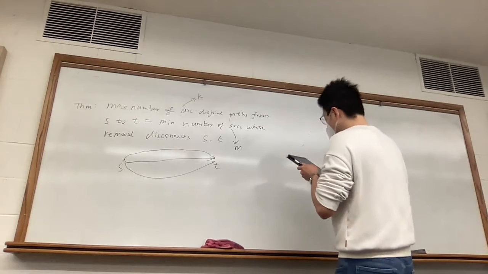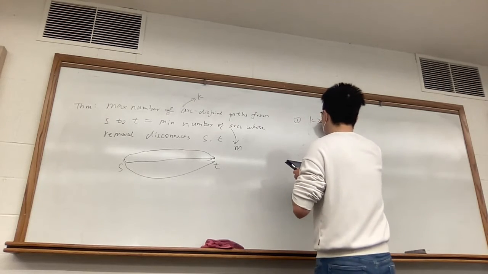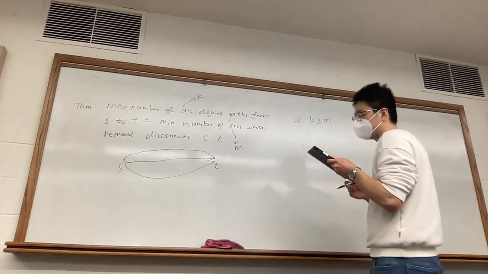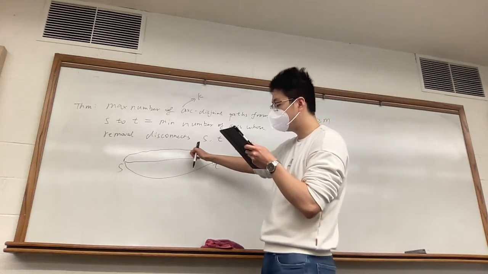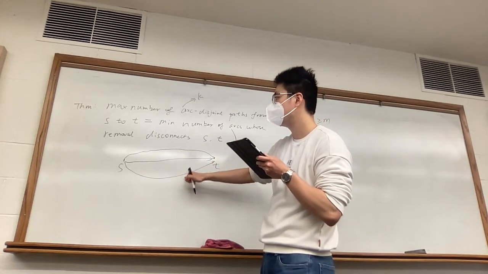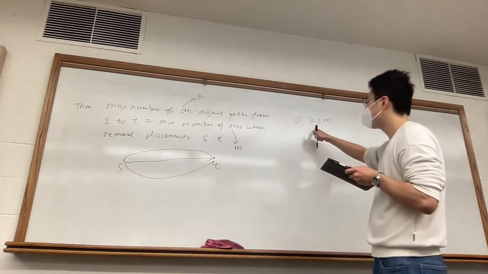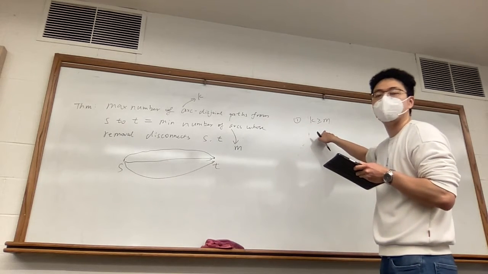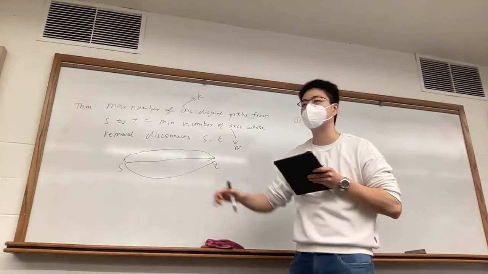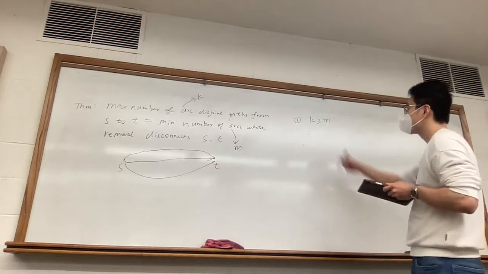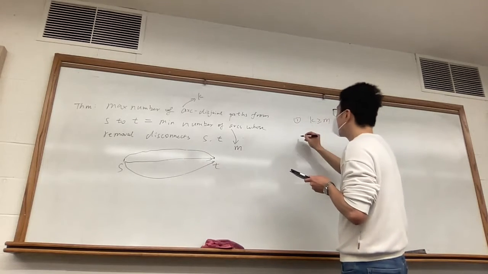Then first we can show that K is greater than or equal to M. Why do I say so? If I remove one arc on each of these arc disjoint paths, then S and T are disconnected, right? So K is an upper bound for M. Remember my reasoning: I just take away one arc on each of the paths, and S and T are disconnected. So K is greater than or equal to M.